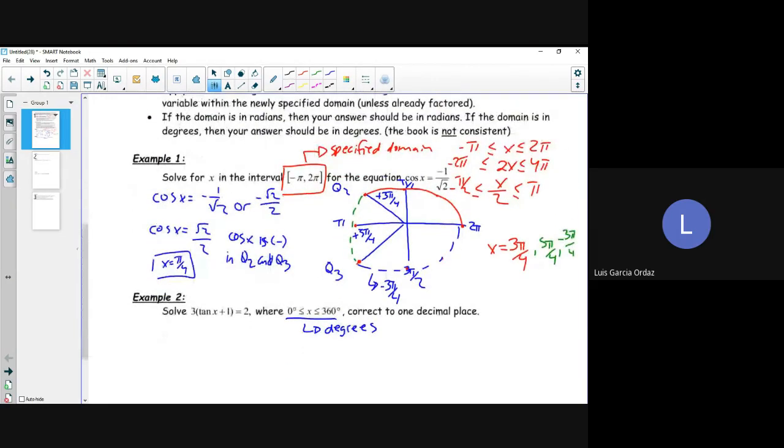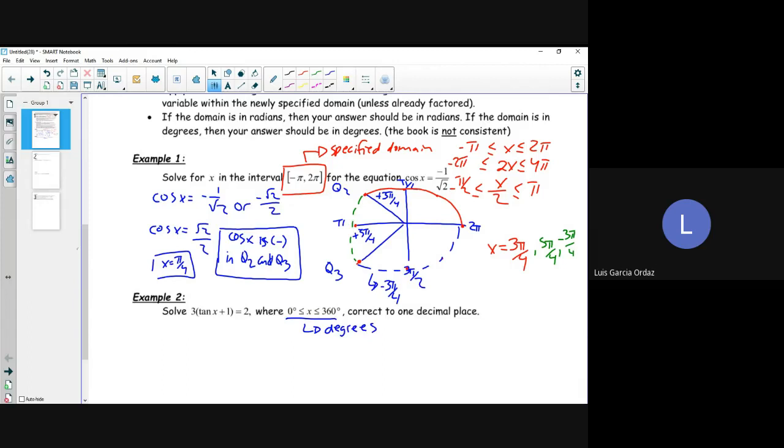So for our example, it gives us our domain. Our interval for this function is from negative pi to positive 2 pi. And our equation is cos of x is equal to negative 1 over root 2, or because we don't want the roots at the bottom, negative root 2 over 2. So if we use the CAST rule, cosine is negative in quadrant 2 and in quadrant 3.